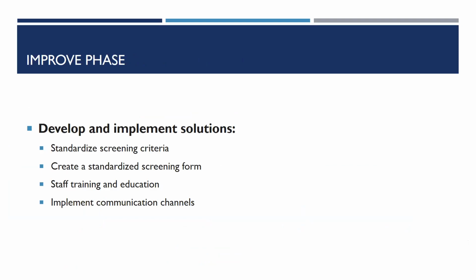The team has analyzed the data and discovered the root cause of the problem. They are now ready to develop an improvement strategy and pilot with a select group. So I do want to take a moment here and note that it is important to pilot prior to replicating across the system. During the pilot, all the kinks and process are smoothed out with little interruption to other units. Some examples for today's presentation may include standardized screening criteria, creating standardized screening forms, educating staff, and implementing communication channels.